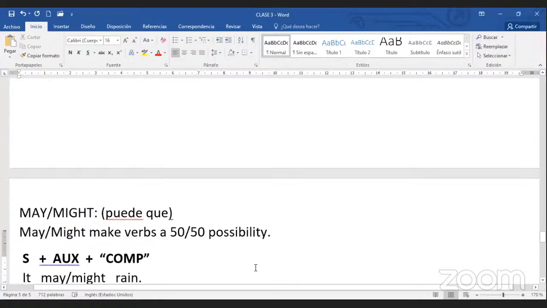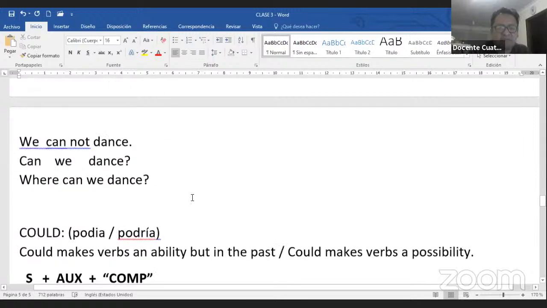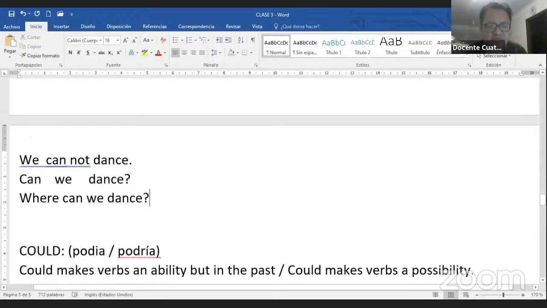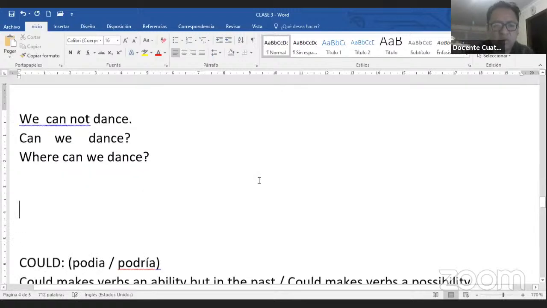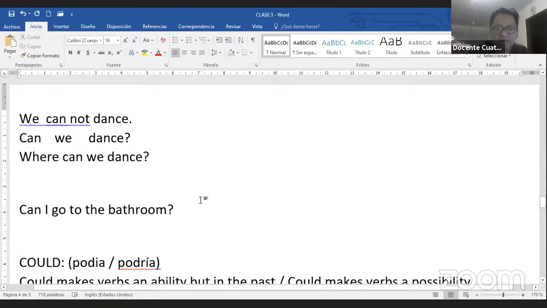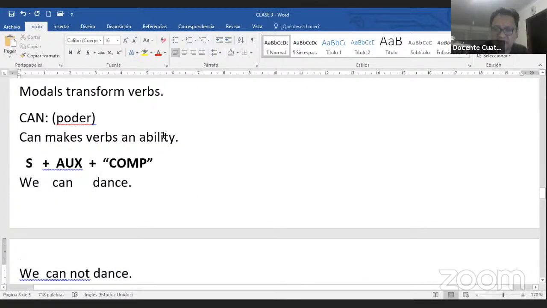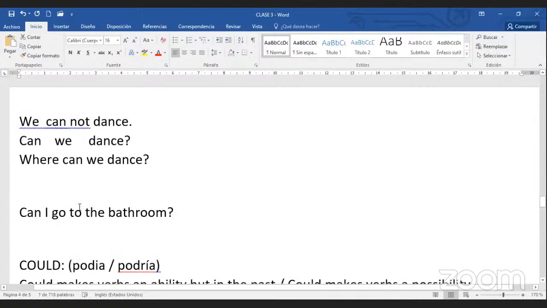Okay. Why? This is a typical mistake in every institution or for every student. All the students I saw, when they want to go to the bathroom, they ask, can I go to the bathroom? Is that correct or not? No. Remember, can is ability. So, exactly. Says, can I go to the bathroom?